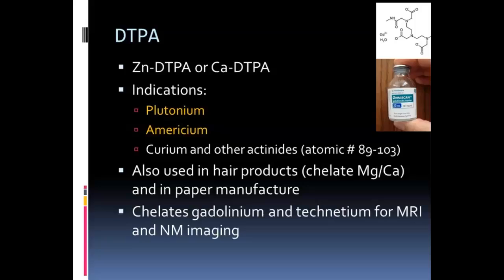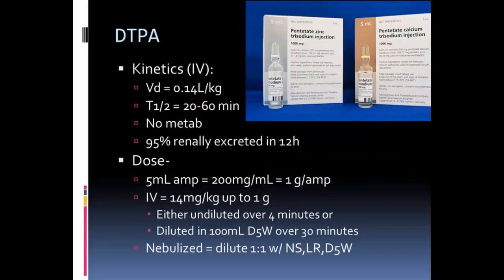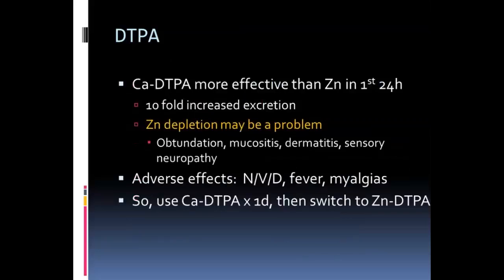So for clinical medicine, we're unlikely to see someone with plutonium or americium toxicity, but it is available, and we should know a little bit about its use. It has similar kinetics to others, and it's renally excreted, and the dosing is something we probably just need to look up because we're not going to use this very often.